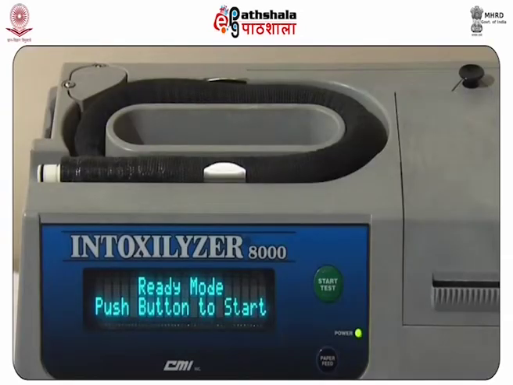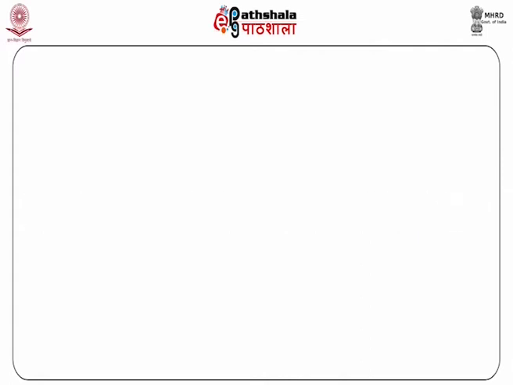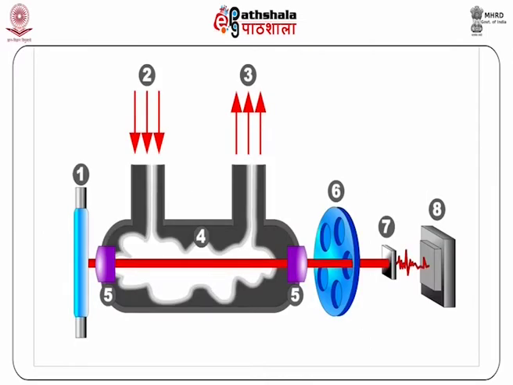Intoxilyzer. This device works on the basic principle of infrared or IR spectroscopy, thus identifying the presence of alcohol on the basis of its vibrational frequencies. Instrumentation and working. The device contains a source of IR radiation like a lamp generating an IR beam. The IR beam is made to pass through the chamber containing the sample and is then focused on a rotating filter wheel with the help of a lens.